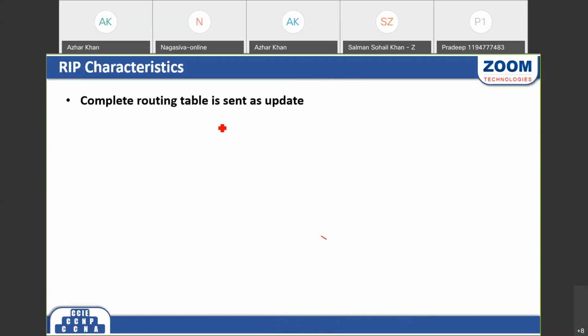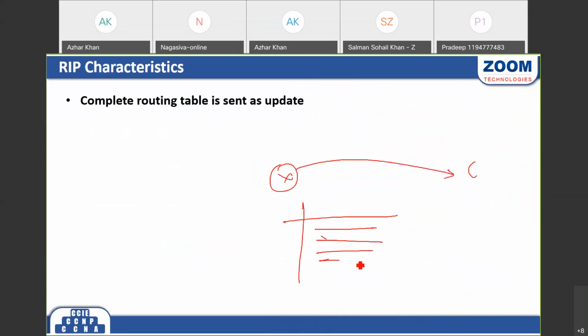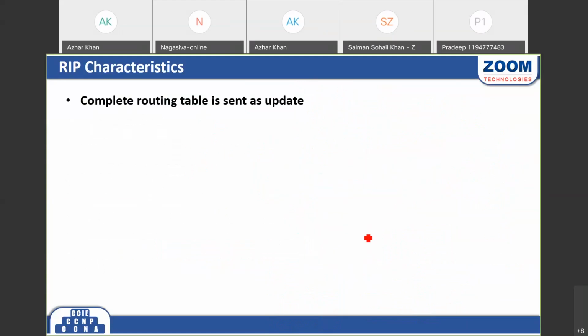Next, the complete routing table is sent as an update. What is the nature of RIP? The complete routing table is sent as an update. Like this is our router 1, router 2, like this here. So this router will send an update, the complete routing table. So whatever routes are available here, it will send as an update to other routers.